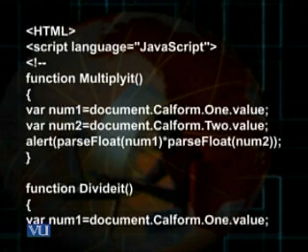Then I use the alert function and I write alert parseFloat(num1) multiply parseFloat(num2). That would basically multiply these two numbers which the user would type in the two text boxes, and their result, their product, would be shown in an alert box.